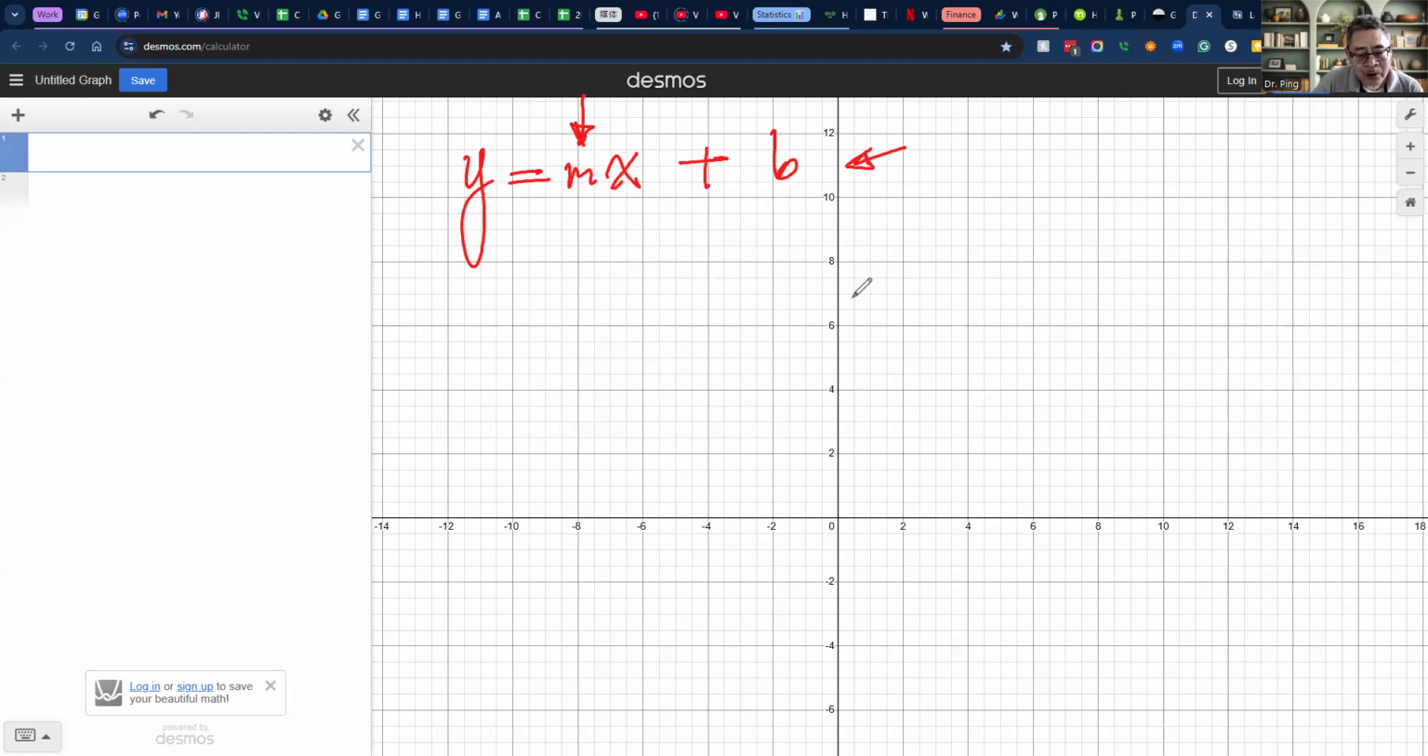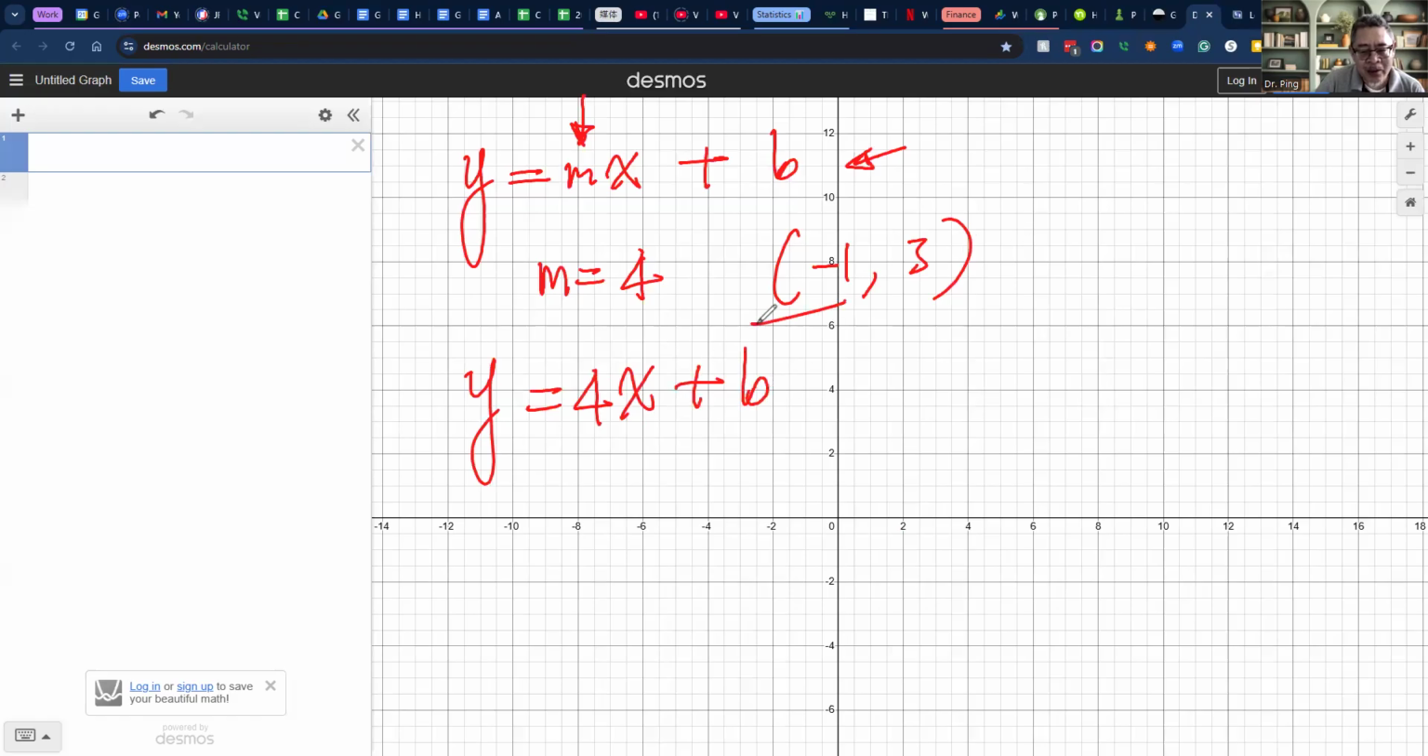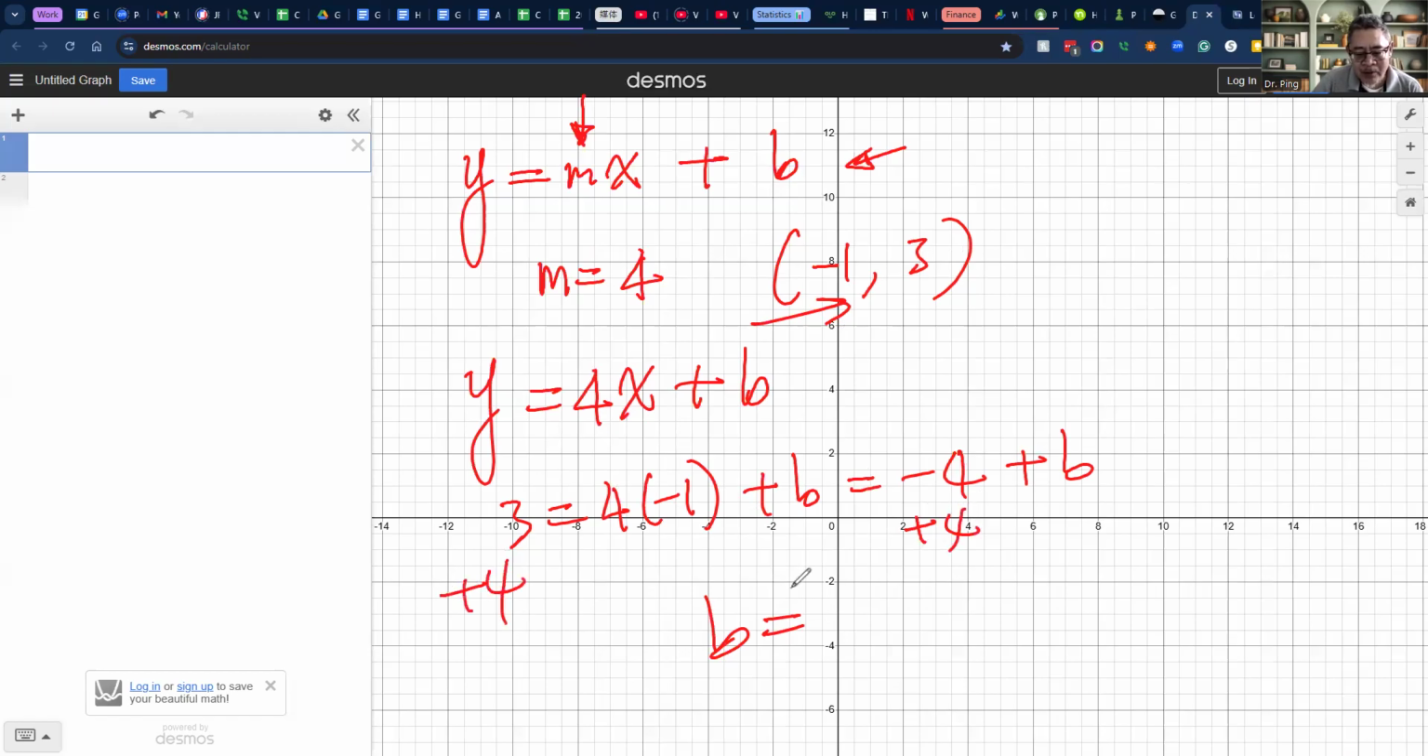And sometimes we know 2 points. For example, let's say m is equal to 4, and this is a slope, and a point, let's say -1 and 3, and we'll just simply do y is 4x plus b, and just plug in that point. So 3 equals 4 times -1 plus b, which is -4 plus b, then b would equal, add 4 on both sides, 7. So y is 4x plus 7. So knowing slope and point becomes pretty easy.